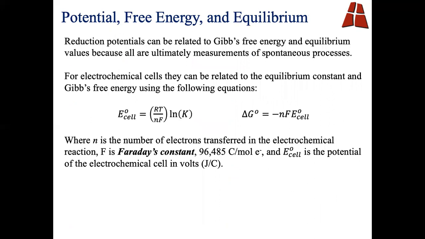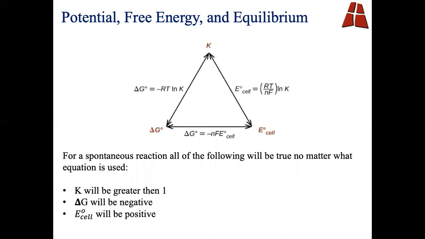We can also relate this electrochemical potential to Gibbs free energy and our equilibrium constant K using this equation. You'll also need to note Faraday's constant, which will be provided for you on the exam, this 96,485 coulombs per mole electron. And then the chemical potential of the cell is this E standard cell. So we can relate basically, again, all of our equilibrium constants, Gibbs free energy, and cell potentials using these equations here. Reminder that when K is greater than 1, it will be spontaneously favorable towards the products. Anytime delta G is negative, that will be spontaneous, and then a positive electrochemical cell potential will also be spontaneous.